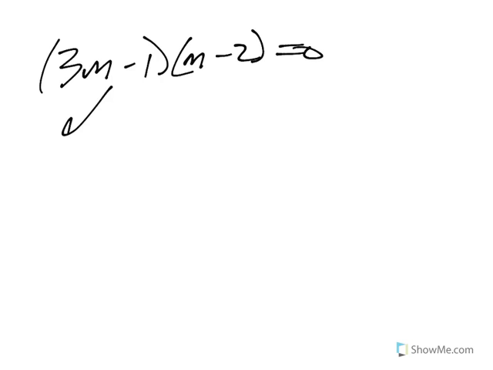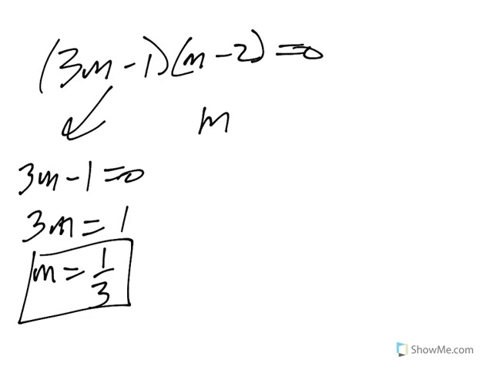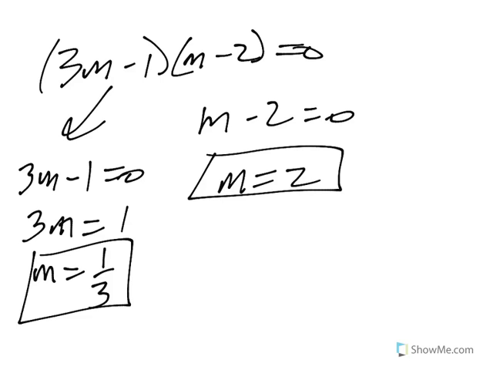Each one of those factors, so let's see, I have 3m minus 1 times m minus 2 equals 0. Each one of those factors I individually solve. They're linear equations that I can solve using the addition property and the division property. So there I get m is 1/3, and over here m is 2. And those are the two solutions.